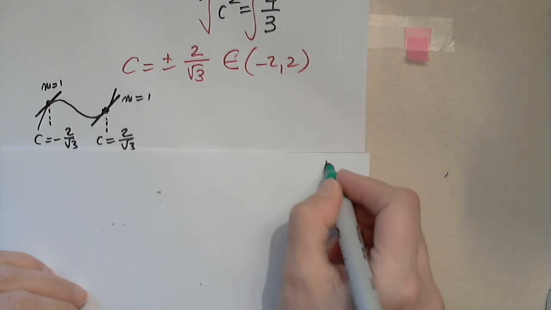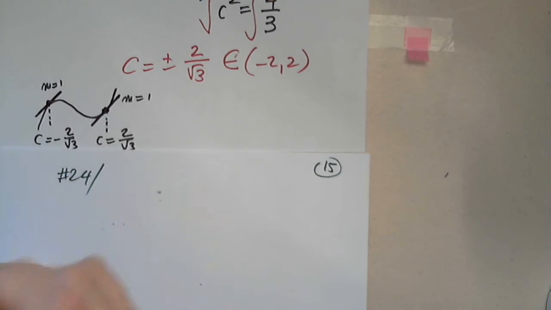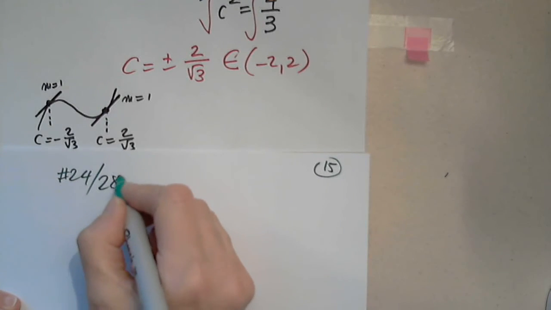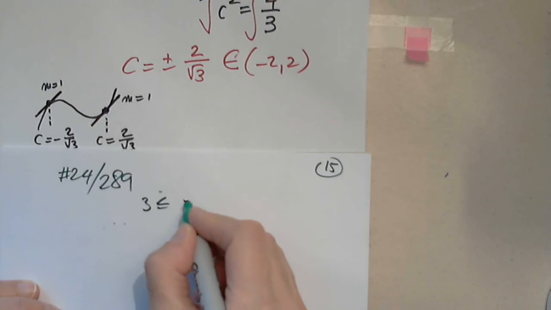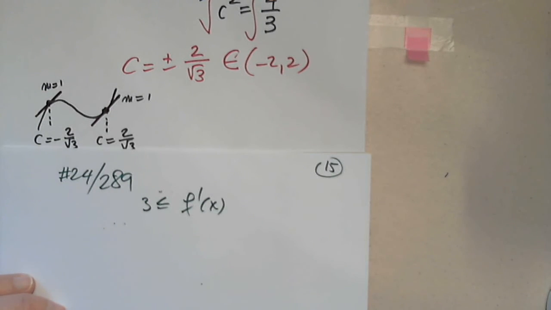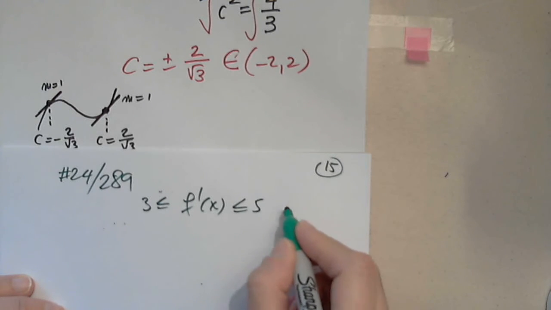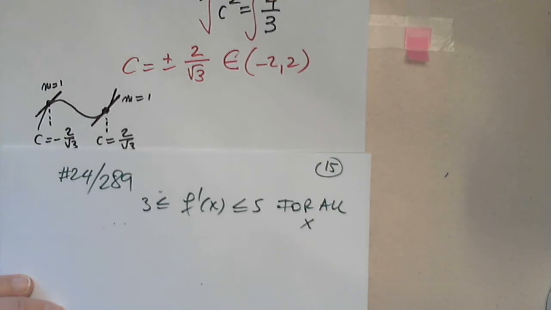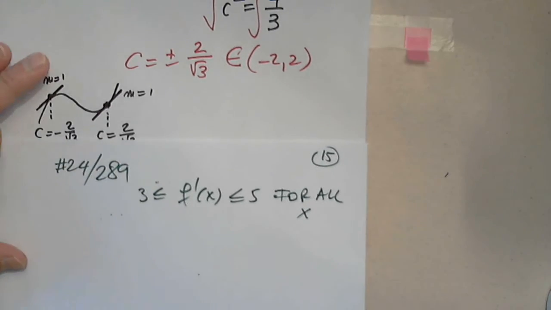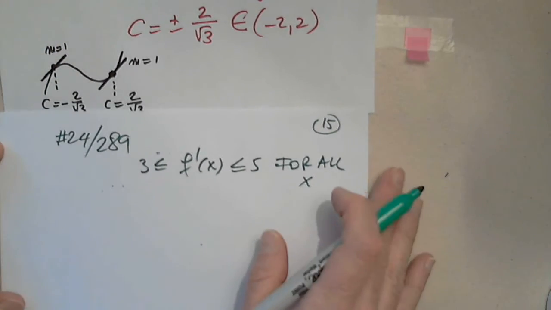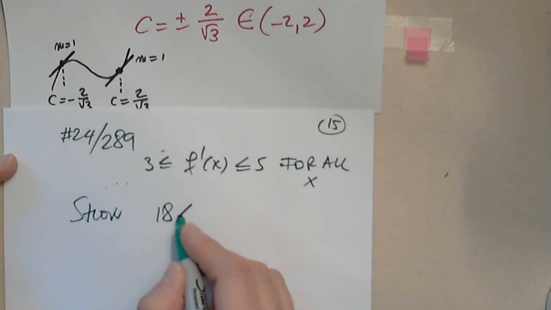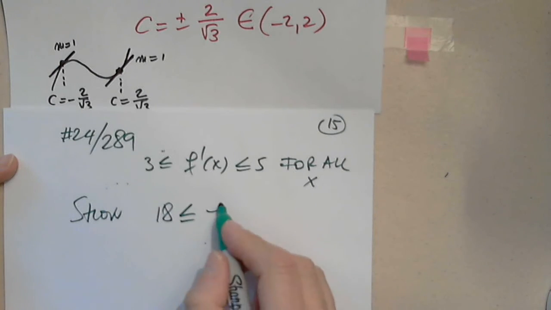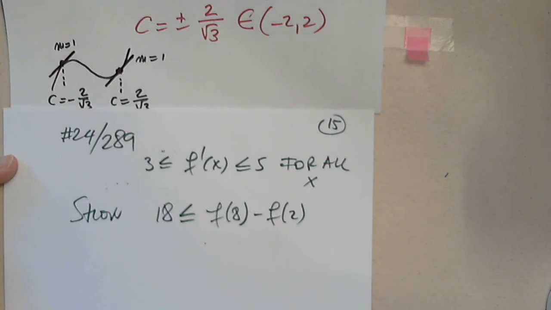Okay. I would like to look at 24 on page 289. Suppose that 3 is less than or equal to f prime of x, less than or equal to 5 for all x, they say. Show that 18 is less than or equal to f of 8 minus f of 2, and it's less than or equal to 30.